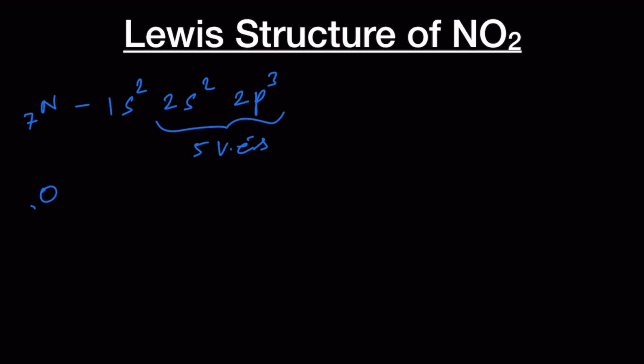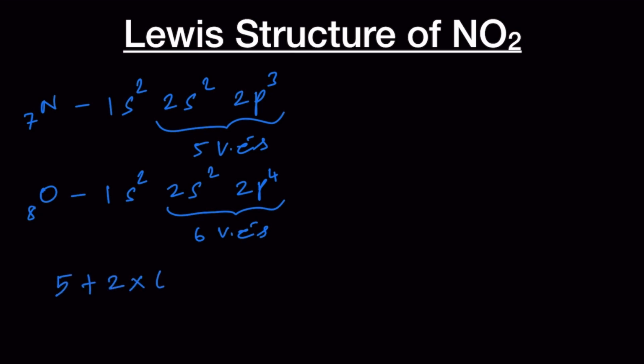This means we have 5 valence electrons and the 1s2 electrons are considered as core electrons. And then atomic number of oxygen is 8, therefore the electronic configuration is 1s2, 2s2, 2p4. Here we have 6 valence electrons. Together we have 5 plus 2 times 6 because we have 2 oxygen atoms.